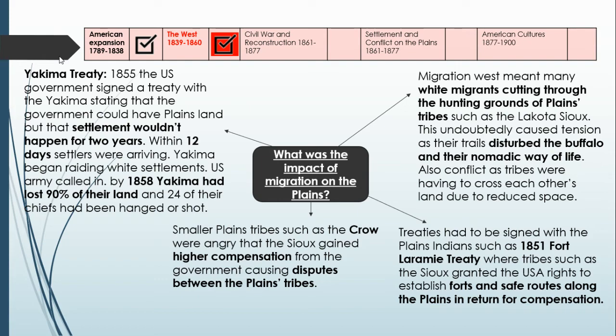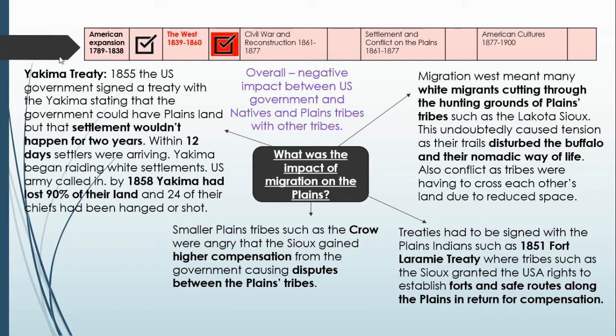So the impact of migration on the plains overwhelmingly for the natives then is very negative. The relationship between the US government and the natives and plains tribes, with other tribes as well, is all deteriorating, and it's all because of white migrants moving west onto Plains Indian land.